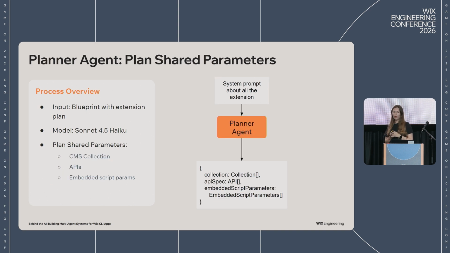Another agent we created was the planner agent. Some of the extensions have shared params, for example, for a CMS collection we need to pass a collection ID and columns. Some of them also require APIs or embedded script params. So we created this agent whose job is to suggest these shared params before we call the other agents.